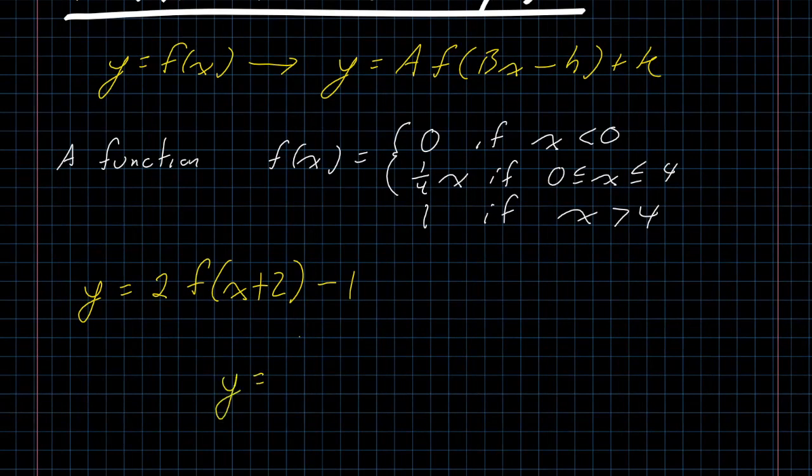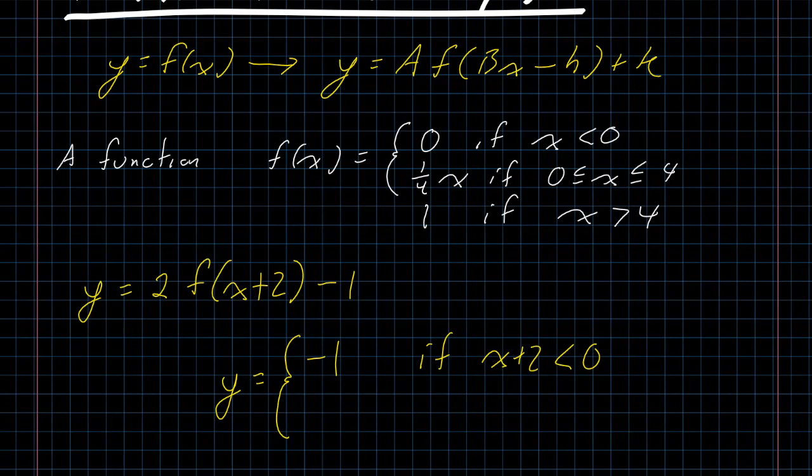Y equals replace x with x plus 2, multiply the result by 2, and then subtract 1. Right, so 0 times 2 is 0, minus 1 is minus 1. But now instead of x less than 0, we have that x plus 2 is less than 0. Right. In the second piece, replace x with x plus 2. Then we have 1/4 of x plus 2.